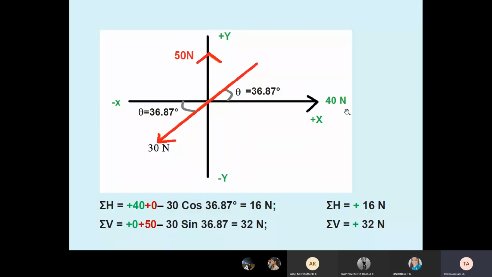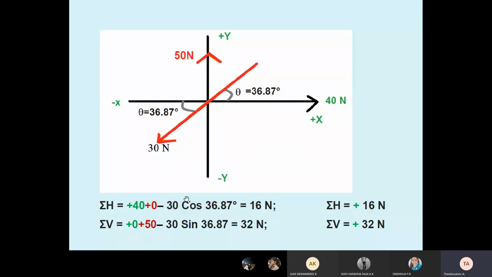Don't say it like that. See, the 40 Newton is acting, yes, you explained correctly. The 40 Newton is acting only in the x direction, so there is no y. That's why in the vertical component, I put a 0. The 40 Newton is along the x axis only. Therefore, horizontal is plus 40. See here, three forces, that's why the three values 40, 0, 30.